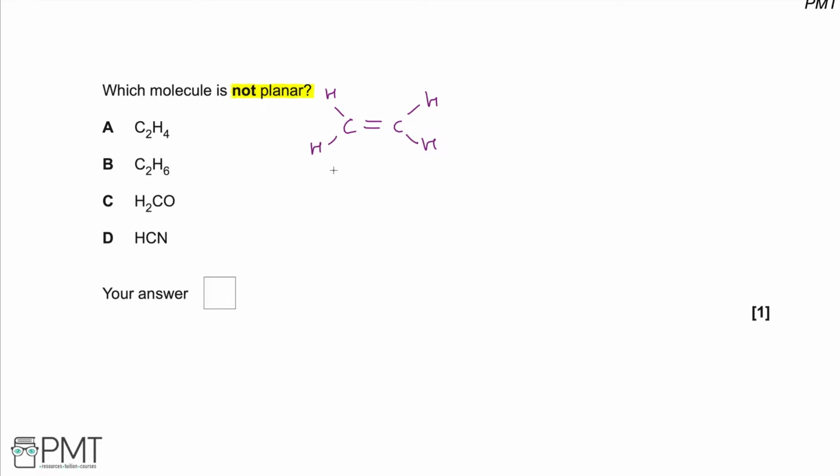Next we have ethane. Then we have methanal, and finally hydrogen cyanide. So we need to figure out which molecule isn't going to be planar, and the kind of hint here is we're looking for the odd one out, and 3 of these have multiple bonds, as in a carbon-carbon double bond, carbon-oxygen double bond, or in hydrogen cyanide, the carbon-nitrogen triple bond.